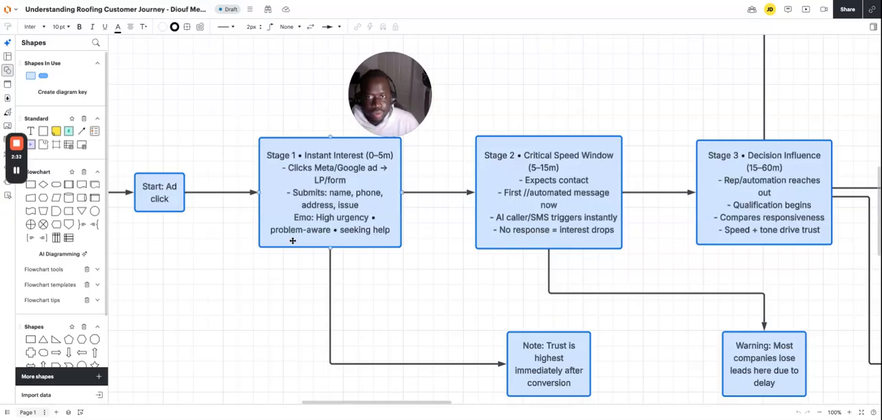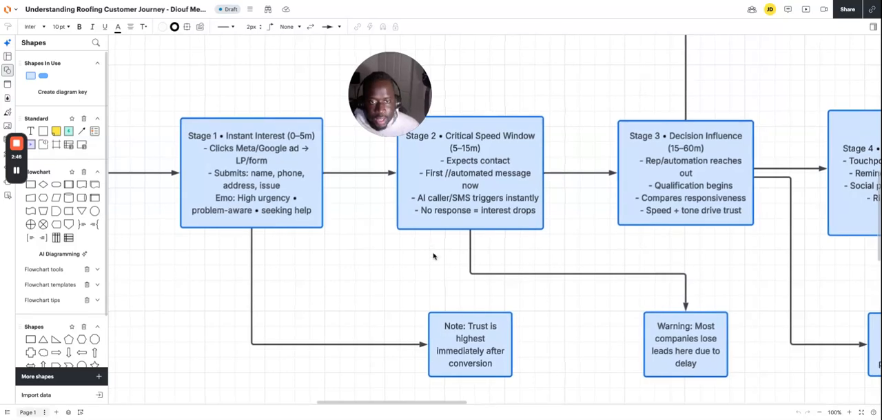Right. Another thing that's going on is that they're problem aware, right? They know that they have an issue. They either know it already, or you remind them that they have an issue, or they learn that they have an issue based on what your ad is saying. And thus they're seeking help in that moment, right? If you get back to them right after filling out that ad, trust is the highest and they're more likely to remember your ad if you get back to them as quickly as possible rather than a day later or even 5 hours later.